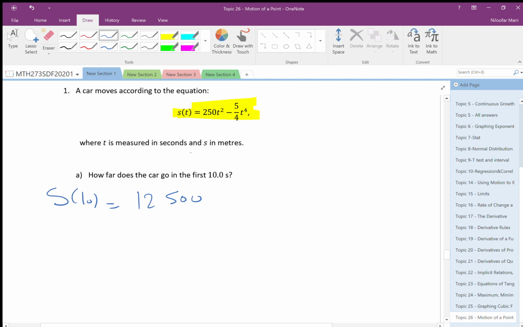It is measured in that. Yes, meter. Okay, so this is the answer. And 10 second. You just have to substitute. In the test, you have to show me the answer, so you have to show it this way. You have to do 250 times 10 squared minus 5 over 4 times 10 to the power 4, which is this.